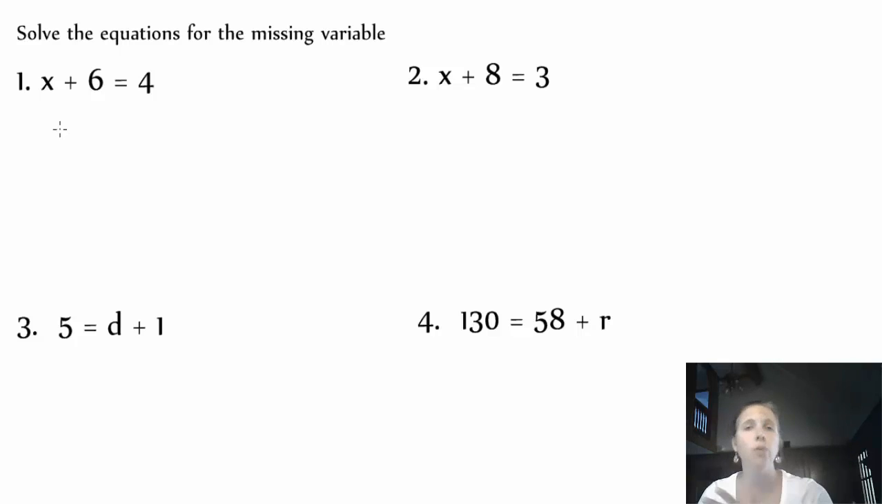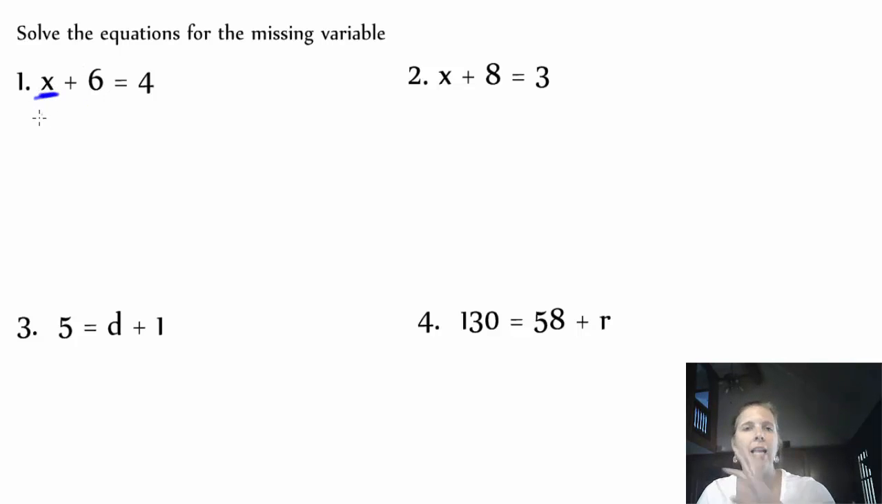You have to show your work. If you don't do it exactly how I do it, that's one thing, but you have to show your work. So basically we're trying to figure out what x is to make this equation true, like we learned before. So we have x plus 6 equals 4. Since we have a plus 6 here, what we're solving for is x.